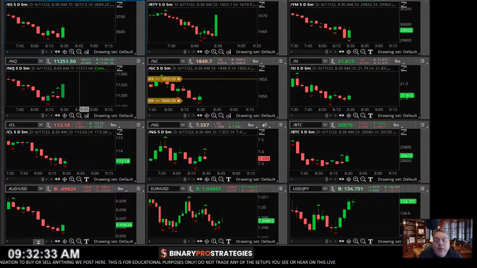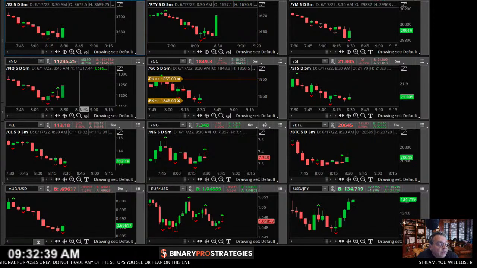Oh yeah, Euro US. One of the better performers right now is that Euro US. And of course, you have this double pattern short, which is a real strong pattern for core.